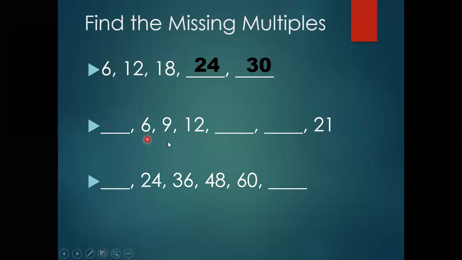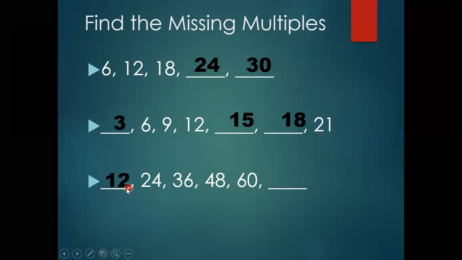Next it is given 6, 9, 12. 6, 9, 12 means multiples of what? Multiples of 3, right? So in order to find the first number, 3 multiplied by 1 is 3. 3 multiplied by 2 is 6. 3 multiplied by 3 is 9. 3 multiplied by 4 is 12. And the next number, 3 multiplied by 5 is equal to 15. And next 3 multiplied by 6 is equal to 18, and the last number 3 multiplied by 7 is equal to 21.